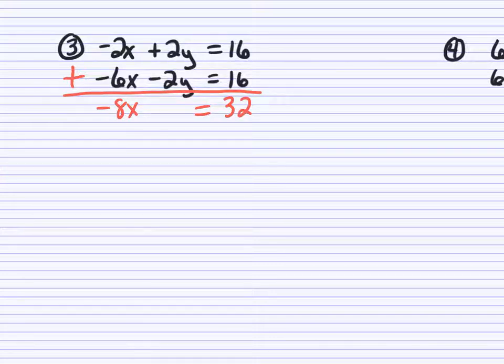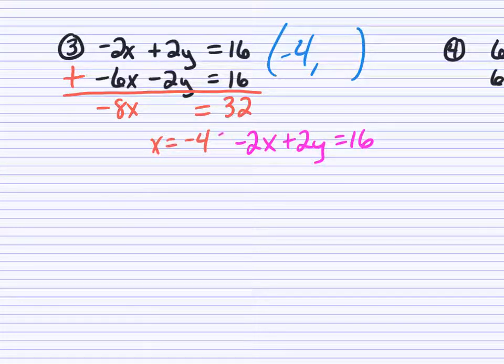That's my new equation. Quick upside down t, divide by negative 8, and I'm going to do that in my head, and we get x to equal negative 4. Now we always have to go back and get the other variable. I'm going to pick the top one. And since x is negative 4, I'm going to plug negative 4 in for my x.